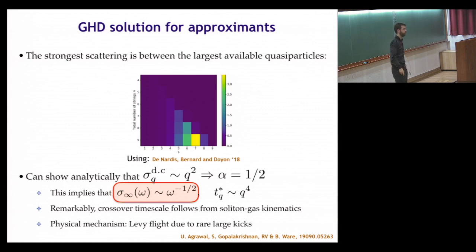This is not something people have seen in numerics so far. I'll talk a bit about this. But it gives you this completely anomalous tail, omega to the minus 1/2. Okay, so it also gives you a time scale. This time scale is the time it takes to realize you have a rational.